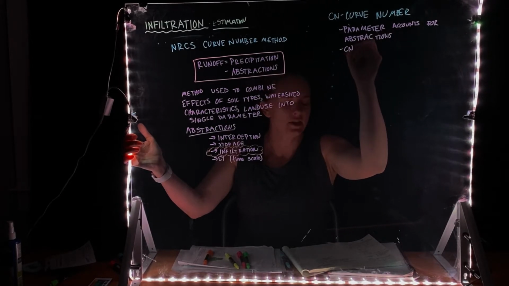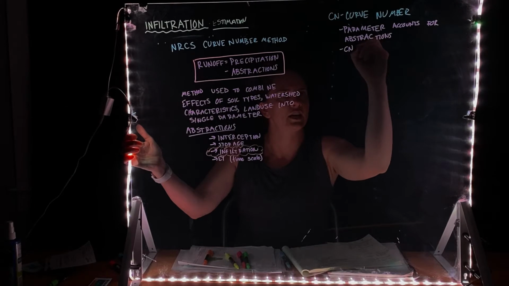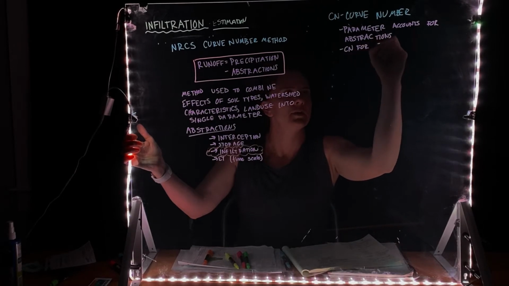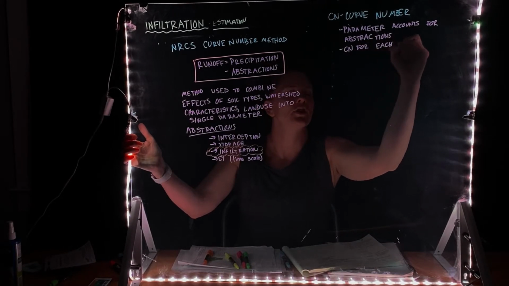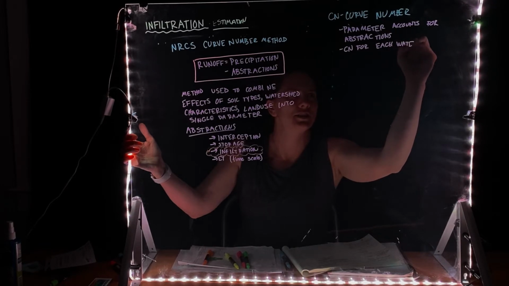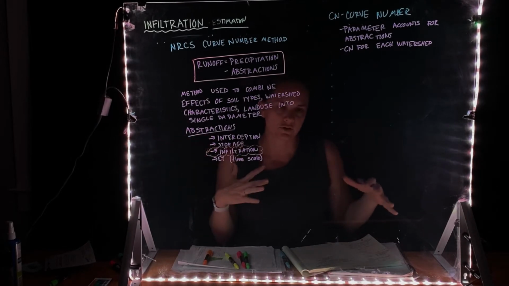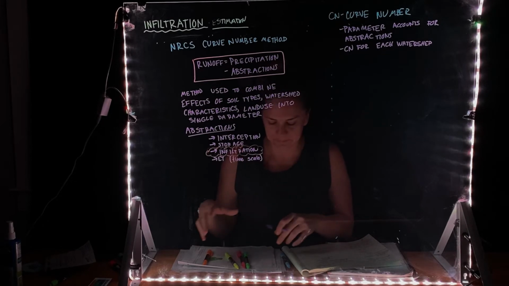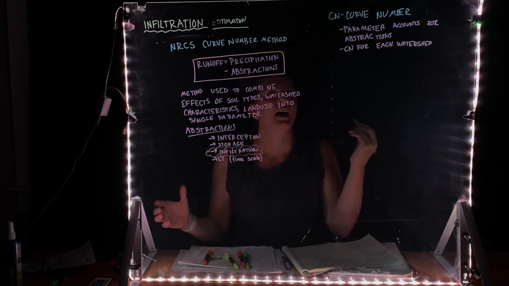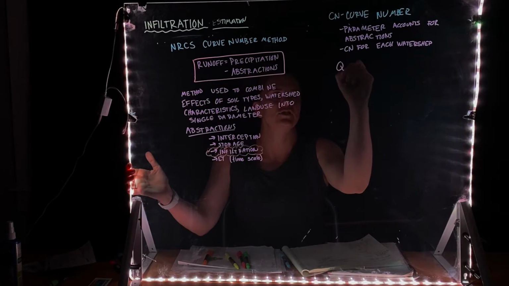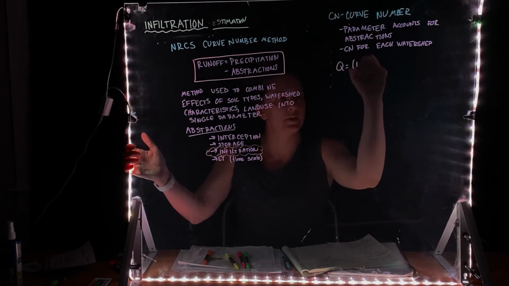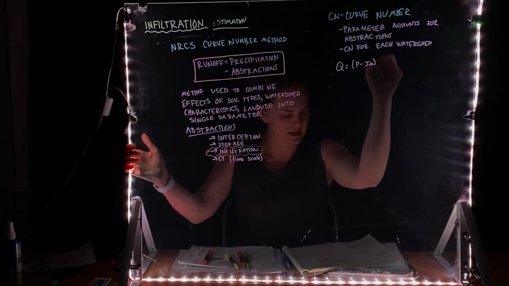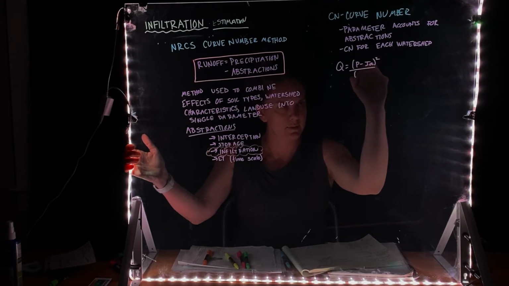And to use this method, the curve number needs to be derived for each watershed. And we'll walk through some examples of this because you can have curve numbers for different parts of the watershed and then use sort of an averaging to find one curve number. Once you do this, we can then get an equation for our Q, our runoff, and this is going to be P minus IA squared divided by P minus IA plus S.